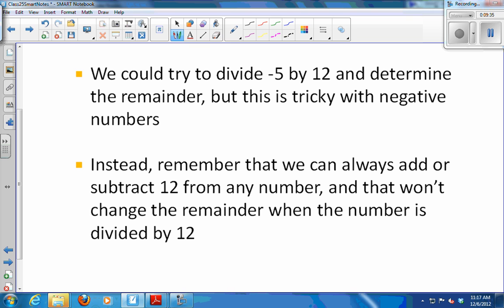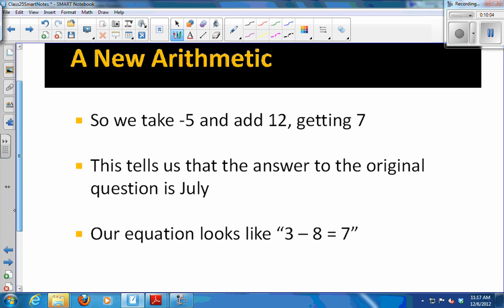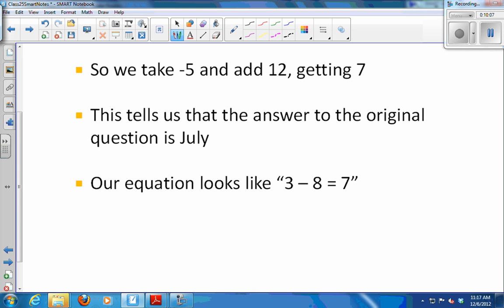You could try to do the division thing like we were doing before, try to divide -5 by 12 and get the remainder, but it's tricky with the negative sign, how you actually do that. So instead, we're going to remember that you can always add or subtract 12 from any number, and that won't change the remainder you get when you divide by 12, right? So if I add 12 to -5, I get 7. So -5 must have to be July. If -5 is a month and you add 12 months to it, you should land on the same month, which is 7. So that's July.